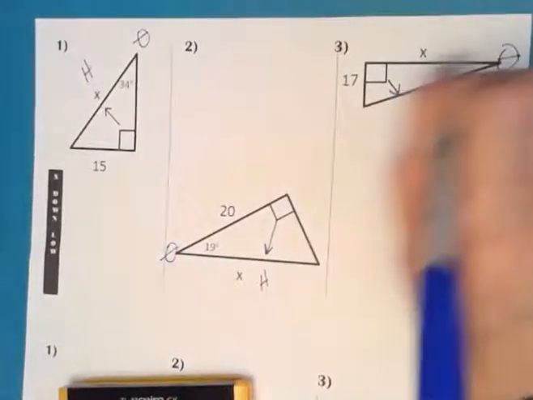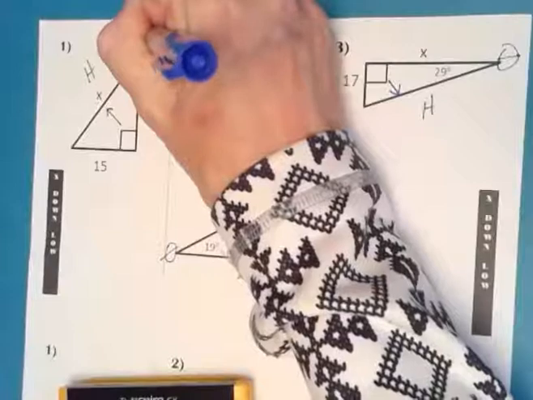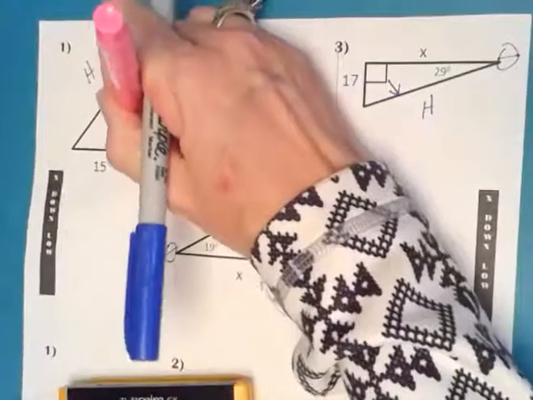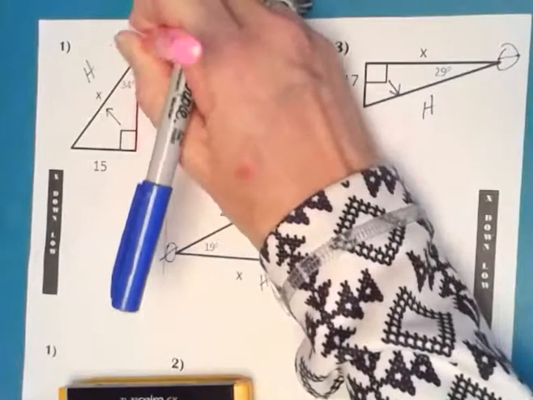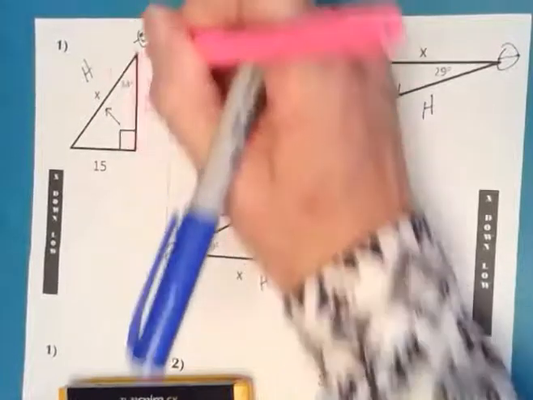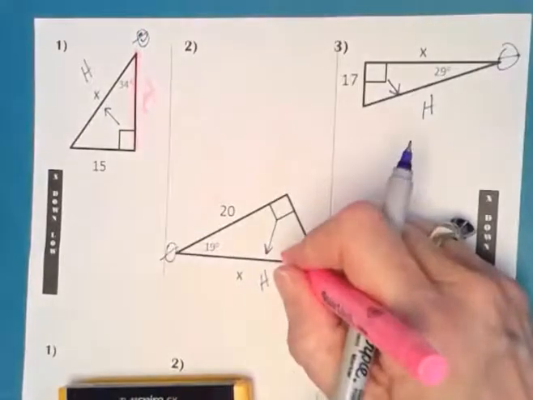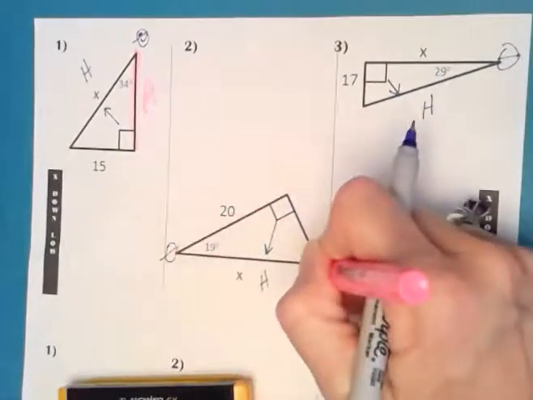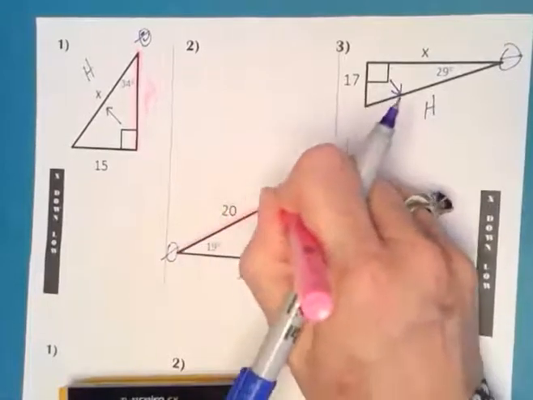And I said that's like you're standing there. Put a smiley face on it. Now you've got to name this pink side. Is it touching the theta angle? Yes. So it's your adjacent. Let's look at problem 2. Where's our adjacent? It cannot be the hypotenuse. So this is the side that's touching.